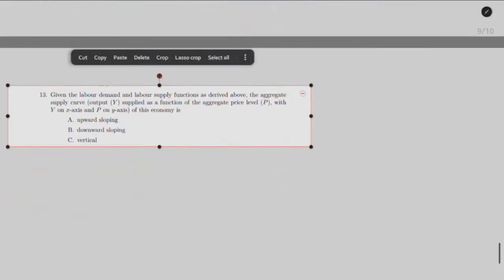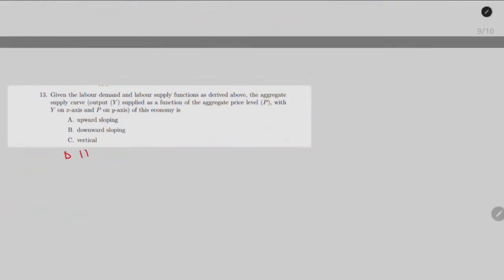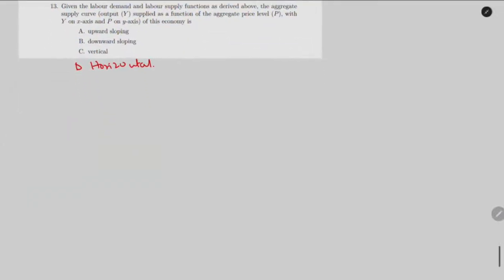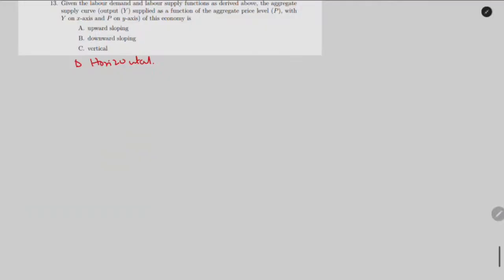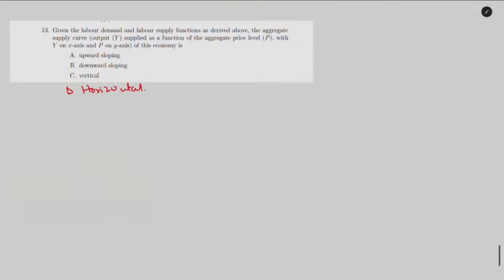One more option is horizontal. The question, as we can read it, is: given the labor demand and labor supply functions as derived above. Okay, they are interconnected, so in order to get the answer for one, we need to do another question. Let's take that question.